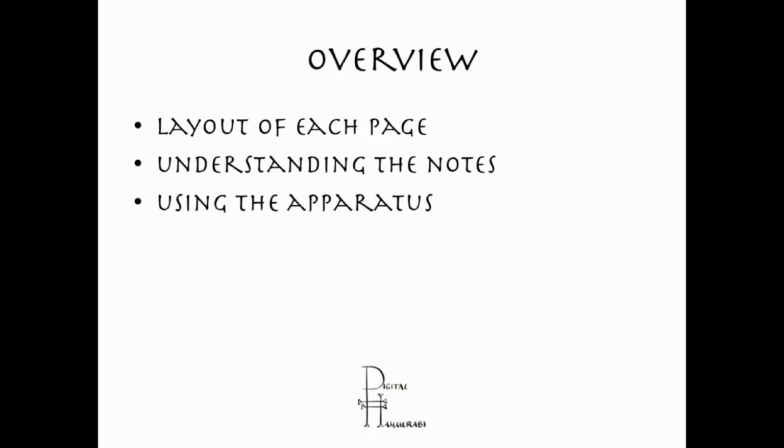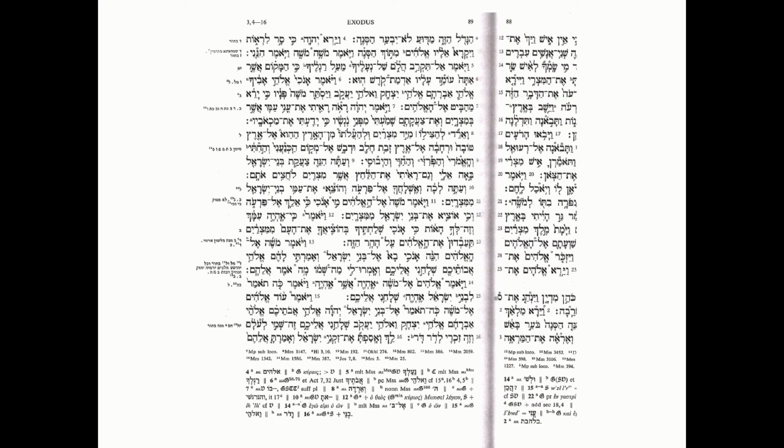So let's take a quick look at the layout of the page. Here we have Exodus chapter 3 in what's called Biblia Hebraica Stuttgartensia, which is BHS for short. If you take Hebrew, this is probably the Hebrew Bible, the critical edition, that you will use. There's a new version coming out, Biblia Hebraica Quinta, which is still in fascicle form, at least last I heard. But this is what is generally used.